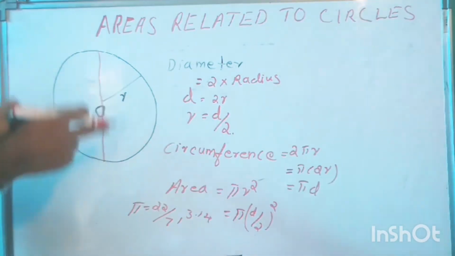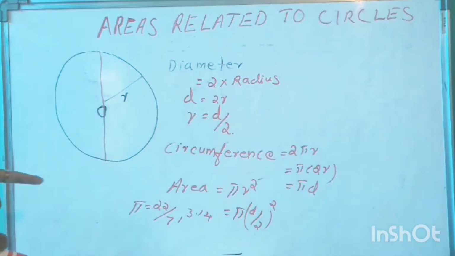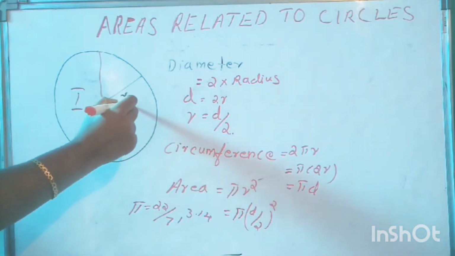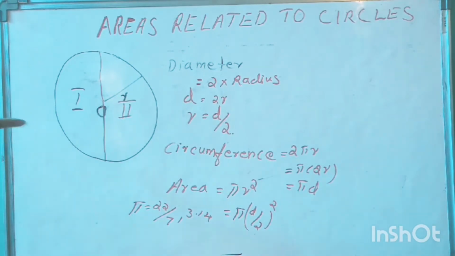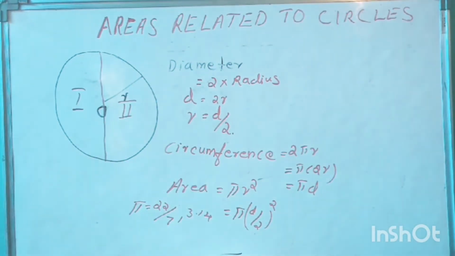Diameter is a chord which passes through the center, and every diameter of a circle divides it into 2 equal parts. This is our first part and this is our second part. Every diameter of a circle divides the circle into 2 equal parts, part 1 and part 2, and that is called a semicircle, half of the circle.